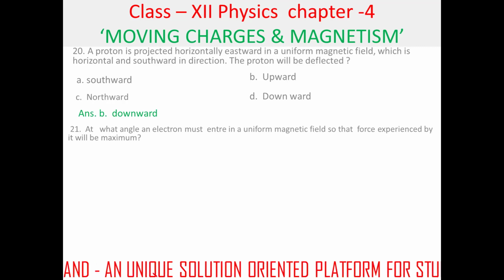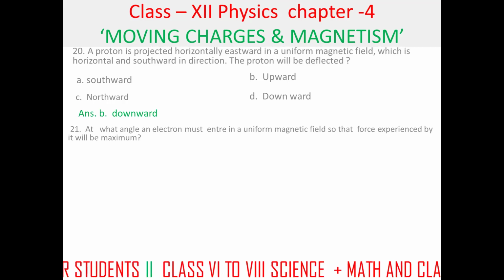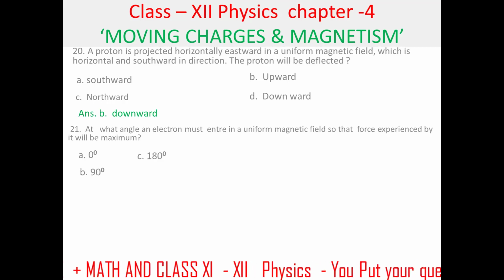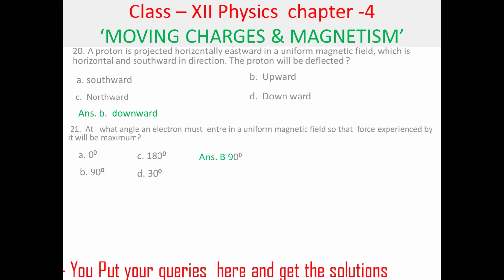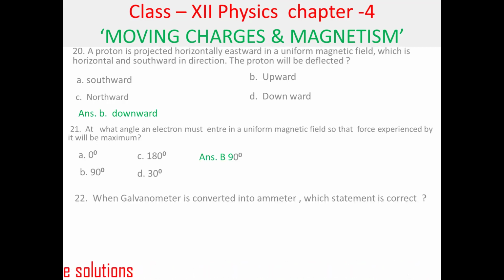And at what angle must an electron enter a uniform magnetic field so that the force experienced is maximum? For maximum, it should be 90 degrees. Okay, because the formula is qvB sin theta, so theta is 90 degrees, the maximum value of sin theta. These are very easy questions.